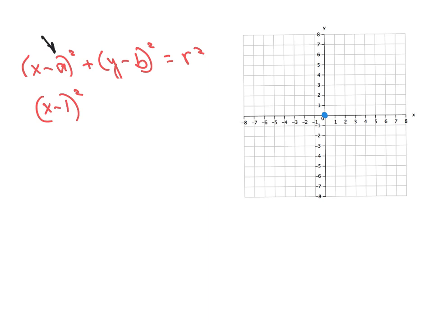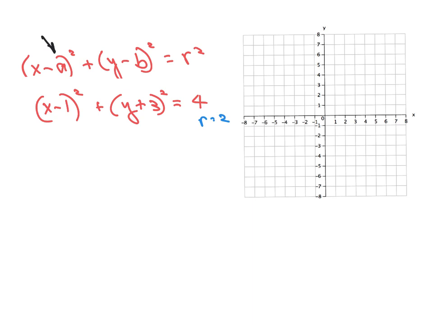(x − 1)² + (y + 3)² = 4. All right, first of all, let's look at the radius. According to our formula, our radius is this number here, so that when we square that number, we get 4. So what number squared gives me 4? In this case, that answer is 2. So my r is 2.